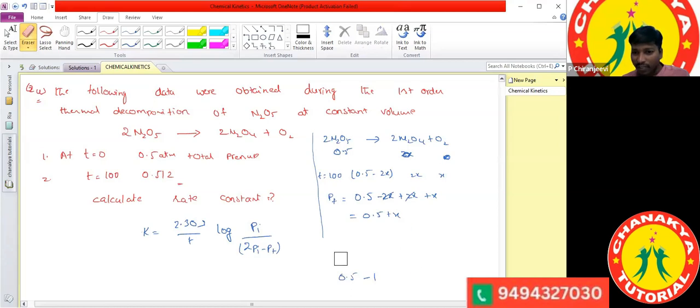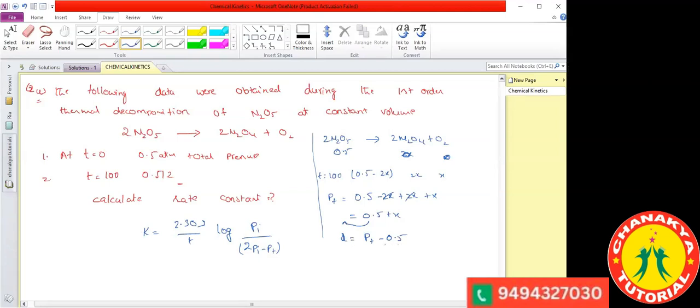From here onwards, the x value we have to find out. How can we get the x value? Every time I'm making a mistake here only. If 0.5 goes to this side, it becomes Pt minus 0.5, na? x is equal to Pt minus 0.5. Is that clear? Yes, sir. Okay, I wrote the x value so wrongly here.